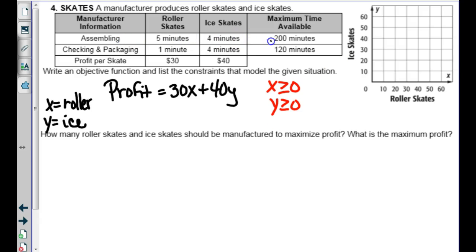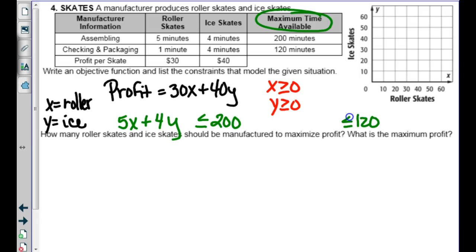Every time we need to assemble them, we have a maximum of 200 minutes available. So we have to stay less than 200 minutes of assembly. How long does it take to make roller skates? 5, and ice takes 4. All right. And then we have to stay less than 120 for checking and packaging. And it takes only a minute to double check and pack roller skates. But apparently we have to be very careful when we do the ice skates, so it takes 4 minutes. We're gonna cut ourselves on the blades or something, I don't know.